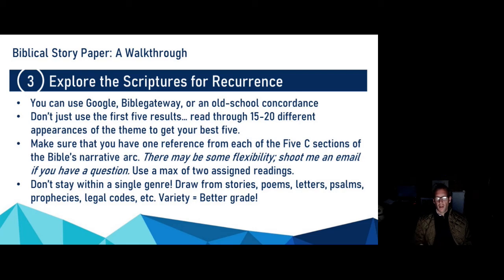For one reason, they're not all going to be spread out among the 5 C's. But also, I want you to read some of these texts in their context. Look at how these themes are appearing in Genesis and Exodus, and then in Jeremiah, and then in John, and then in 1 Peter. And find 5 really cool places where that theme pops up. Again, make sure that you have a reference from each of the 5 C sections of the biblical narrative arc: creation, covenant, church, and then consummation.